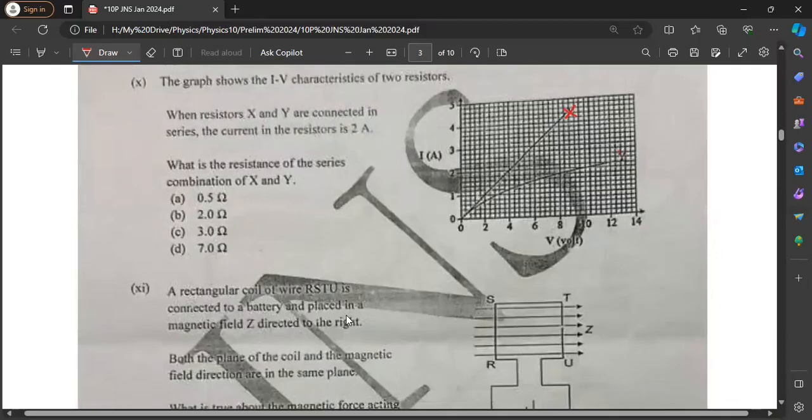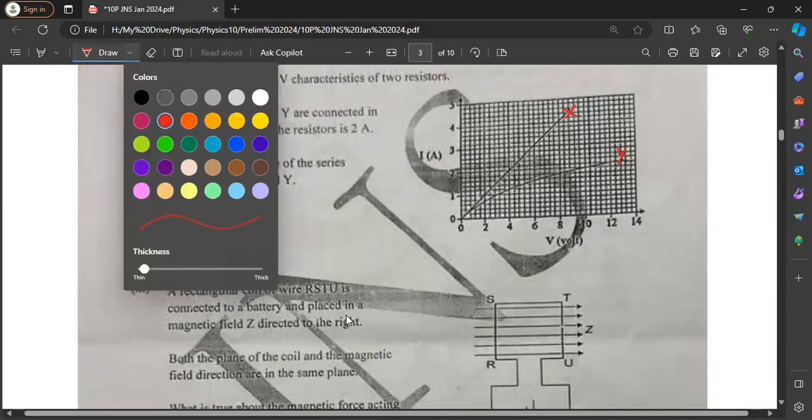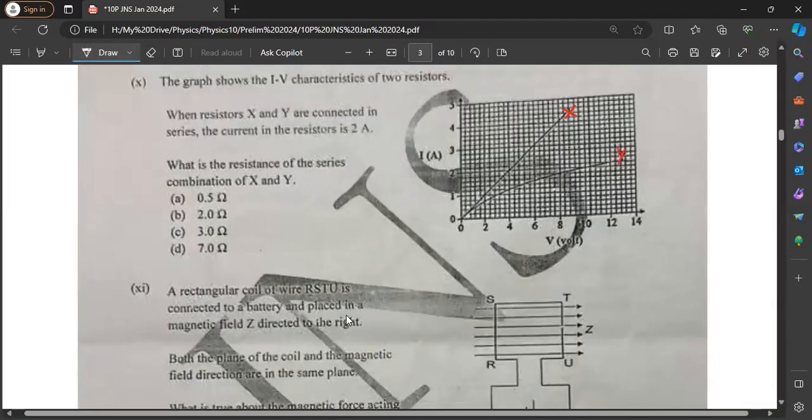So this is X, this is Y. Over here, I'll take a point, say probably this. So this is 8, 2, and I'll take this point 0, 0. The slope is going to give me resistance. This is I, this is V. So resistance is equal to delta V upon delta I. So that is 1 upon the slope value. So that is 2 minus 0 upon 8 minus 0. So this will be 4 ohms.